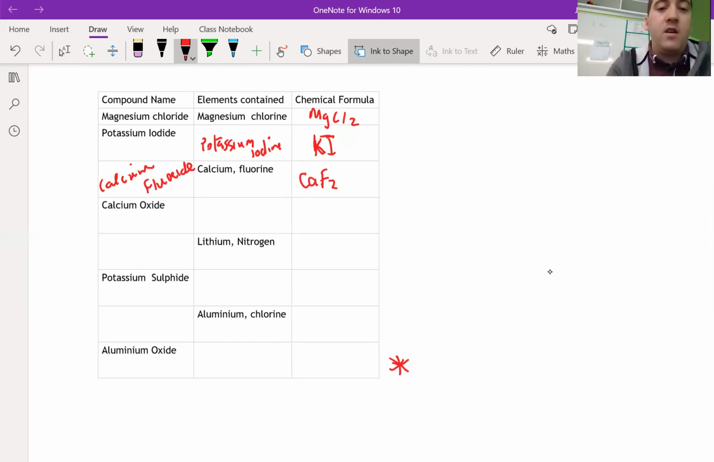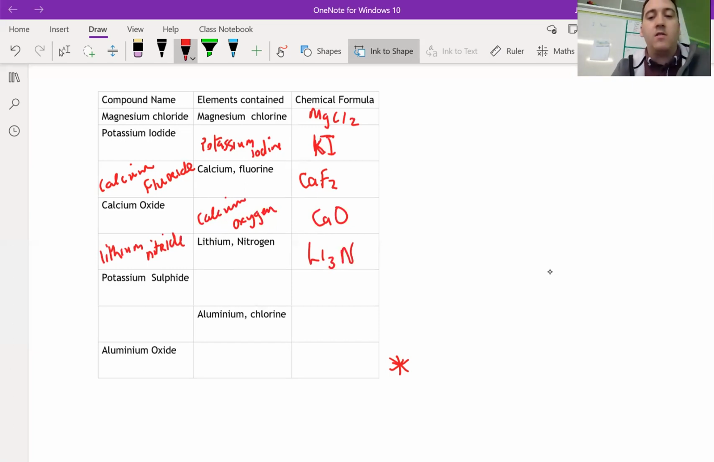Calcium oxide has the elements calcium and oxygen. And the formula is going to be CaO. Well done if you got that right. Next one, lithium nitrogen. So this is going to be called lithium, metal name first, lithium, and the non-metal then I'm going to end in IDE, so nitride, lithium nitride. And the formula is going to be Li3N. So well done if you got that right, Li3N. If you didn't, you need to go back and watch that last bit again.